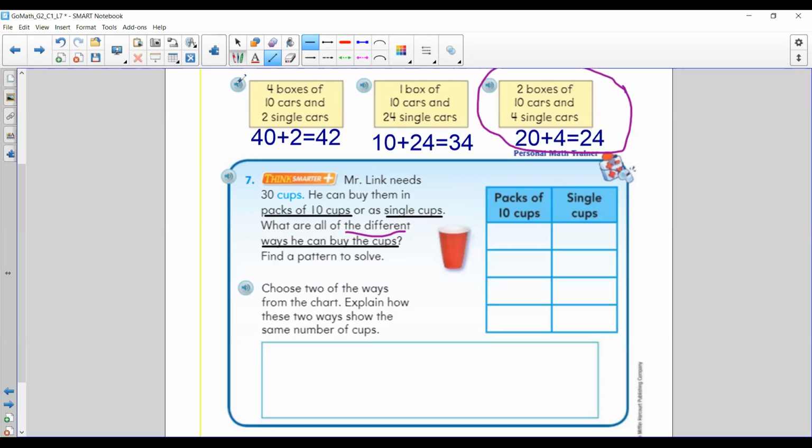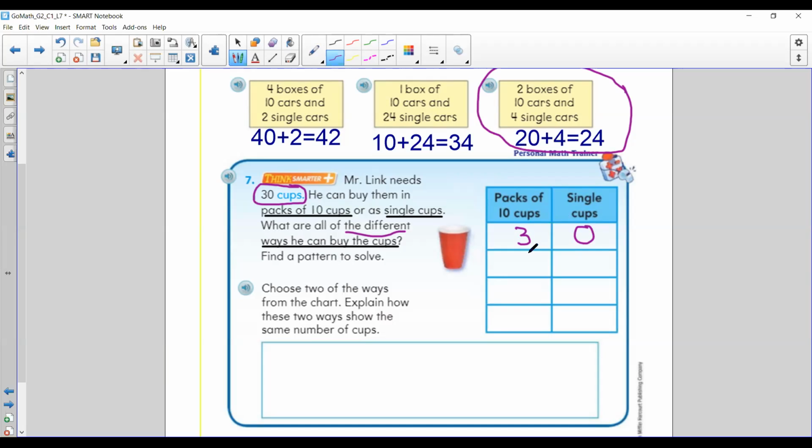And how many does he have to start with? He has 30 cups. So how can we start that in packs of 10? Well, we can look at 30 as 10s and 1s. So 30 has how many 10s? 30 has 3 10s and then 0 singles. So he could actually buy 3 packs of 10 and he'd have 30.